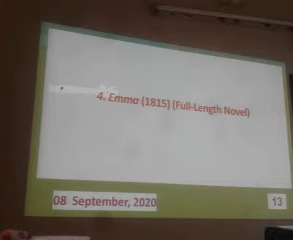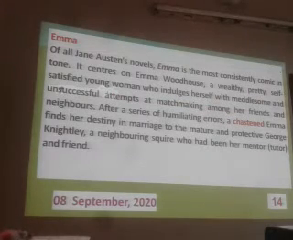Next is the fourth important novel, Emma, that was composed in 1815. It is also a full-length novel. Of all Jane Austen's novels, Emma is the most consistently comic in tone. It centers on Emma Woodhouse, a wealthy, pretty, self-satisfied young woman who indulges herself with meddlesome and unsuccessful attempts at matchmaking among her friends and neighbors.